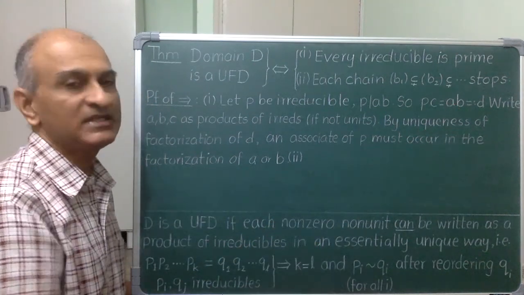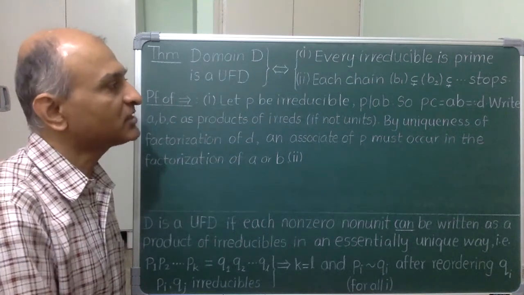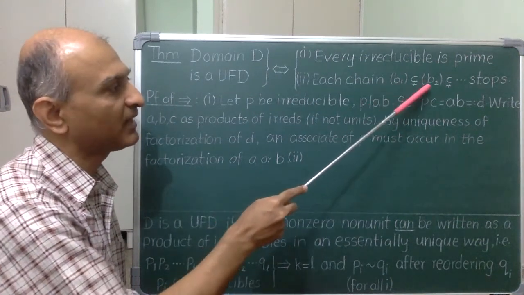Okay, let's see what the second condition is saying. It talks about an increasing chain of principal ideals.